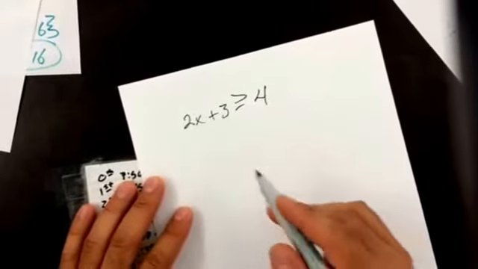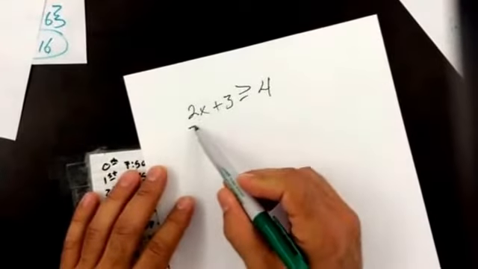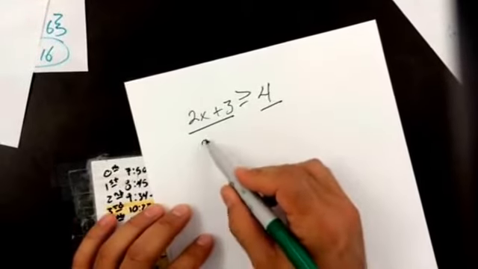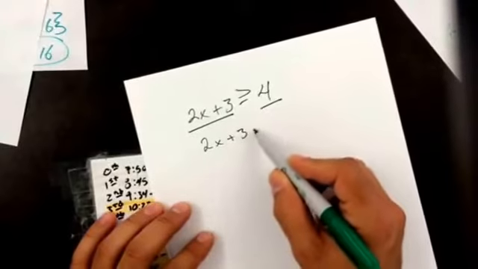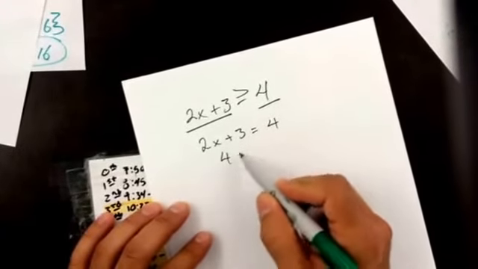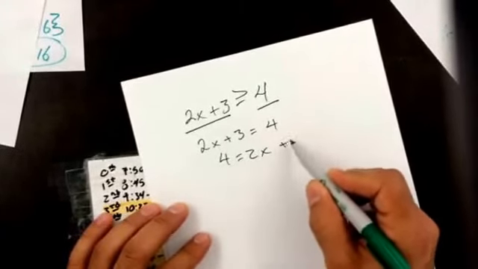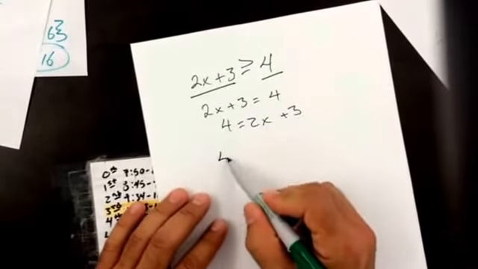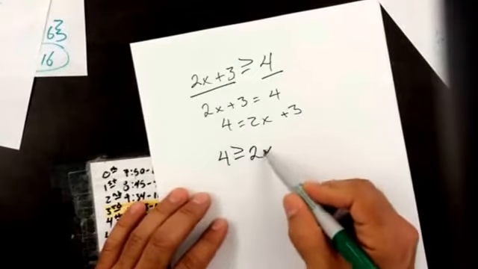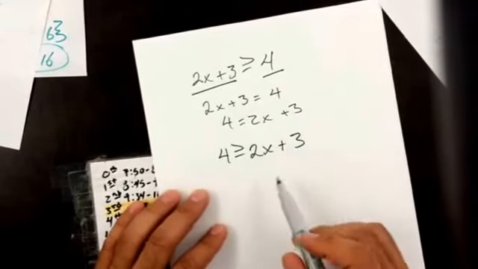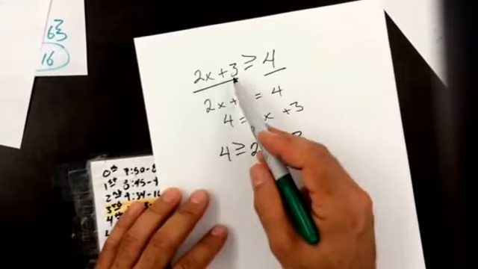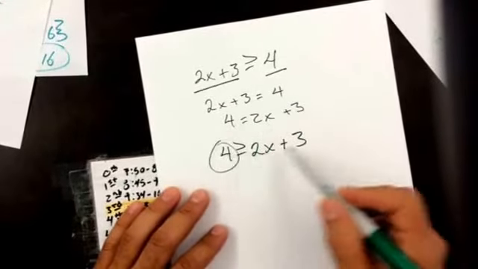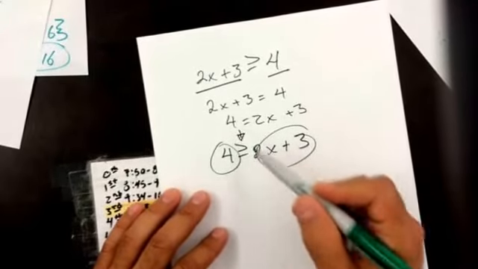One of the major differences is that we need to be able to read it the same even if we switch sides. So in a regular equation, if you have 2x plus 3 equals 4 and you switch it to be 4 equals 2x plus 3, those are obviously the same thing. In an inequality, if I switch these around and make it 4 is greater than or equal to 2x plus 3, that is something entirely different from 2x plus 3 is greater than or equal to 4. So if I switch sides, I need to switch the inequality around as well.